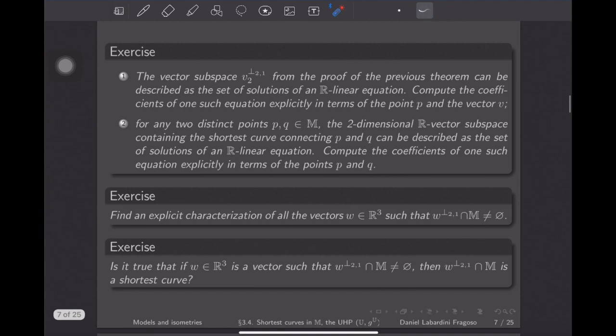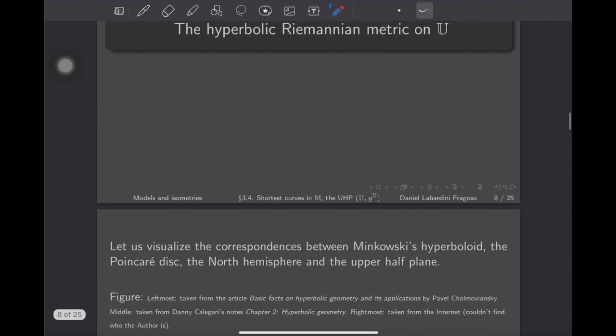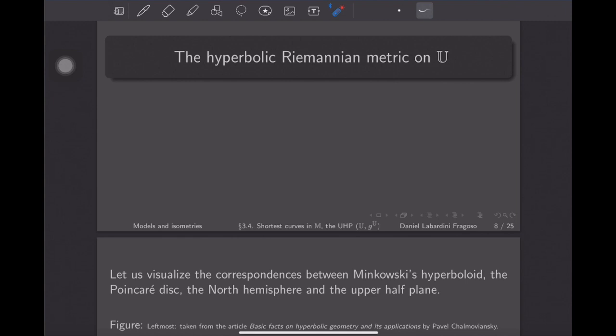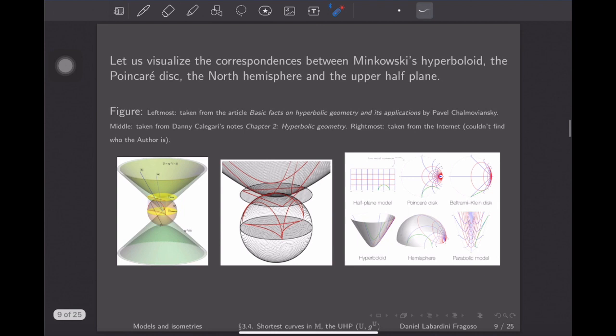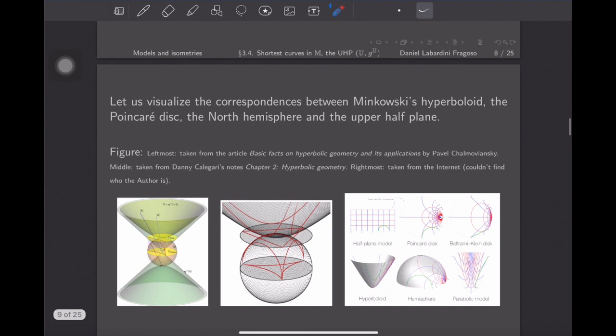And let us move on to introducing our second model of the hyperbolic plane, or rather the third model, because we already introduced the Poincaré disk with its hyperbolic metric, even though we haven't studied it in full depth. We just used it as a tool to help us prove that our curves were shortest curves in the hyperboloid. We will go back to giving a full description of the Poincaré disk later in the course. But today I'm going to be speaking about the upper half plane.